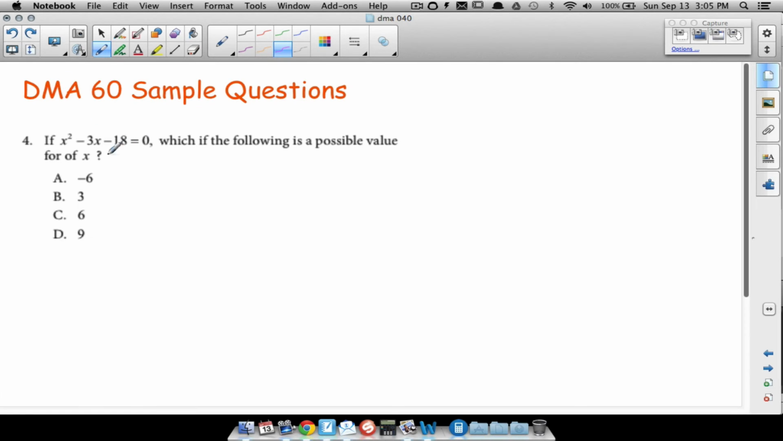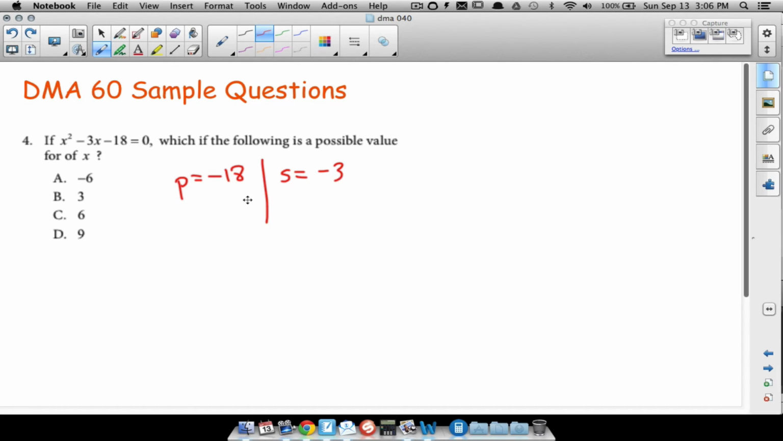Number 4. If x squared minus 3x minus 18 equals 0, which of the following is possible for x? This is going to involve some factoring. Now I'm not going to dive into this real deep because I have plenty of videos on factoring, but if you're familiar with factoring, you want to find two numbers whose product is this negative 18. And then you also want those same two numbers to have a sum of negative 3.